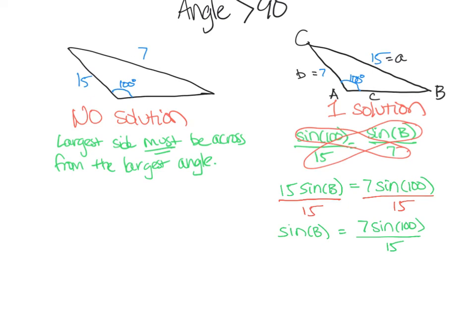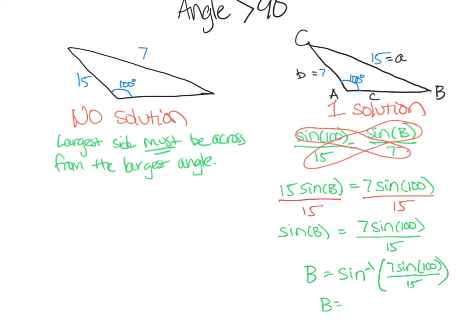Now here I look at this and go, okay, I need to get B by itself. So in order to do that, I have to undo sine or find the inverse. So my last step here is to have B is equal to sine inverse of 7 times sine of 100 over 15. So it's sine inverse of all of this stuff. Now I can plug it into my calculator. Please don't do that early. But when I do this, and again, please give angles to the first decimal place.